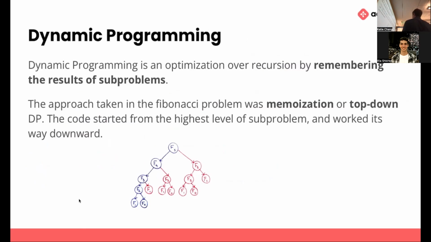The approach we took in the Fibonacci example is called memoization or top-down dynamic programming, since we started at the very top with the first function call and went all the way down to F1 and F0. I have to mention that dynamic programming is only useful when you have a lot of overlapping subproblems. That way, by performing that computation for one subproblem, you don't need to repeat that computation over and over again, since you can store that result. So this is essentially what dynamic programming means.